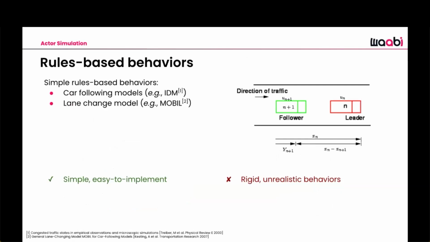And oftentimes it can give us pretty reasonable results as well, because we can enforce constraints like actors shouldn't collide with each other, or actors shouldn't violate traffic rules, right? But this approach can only really take us so far.